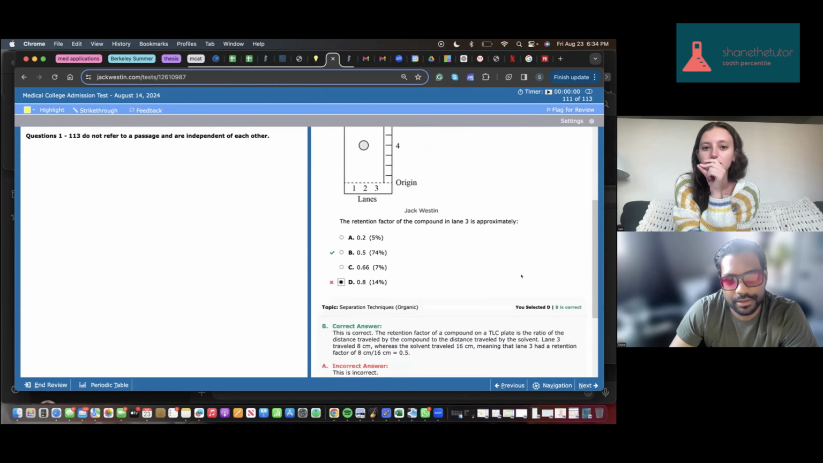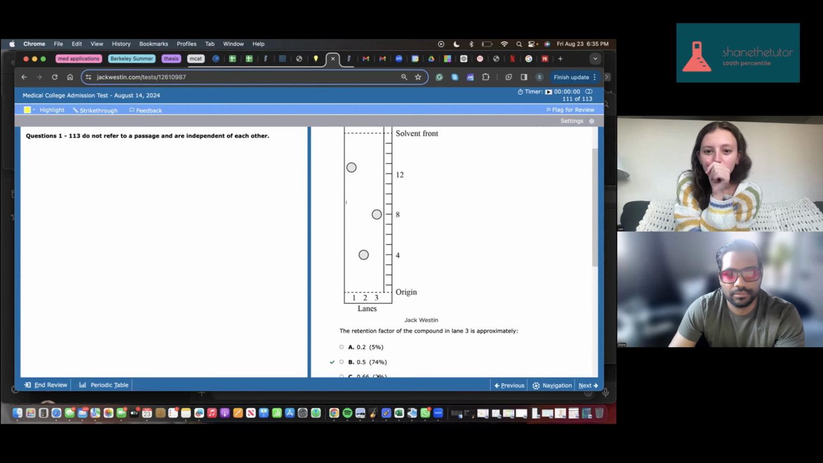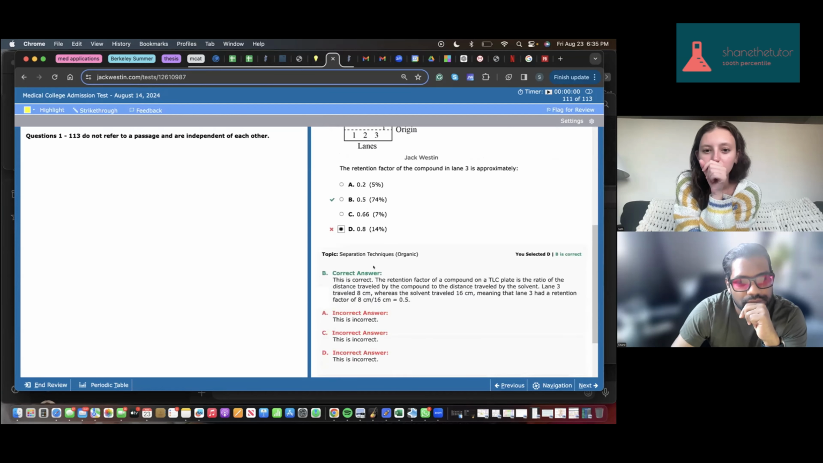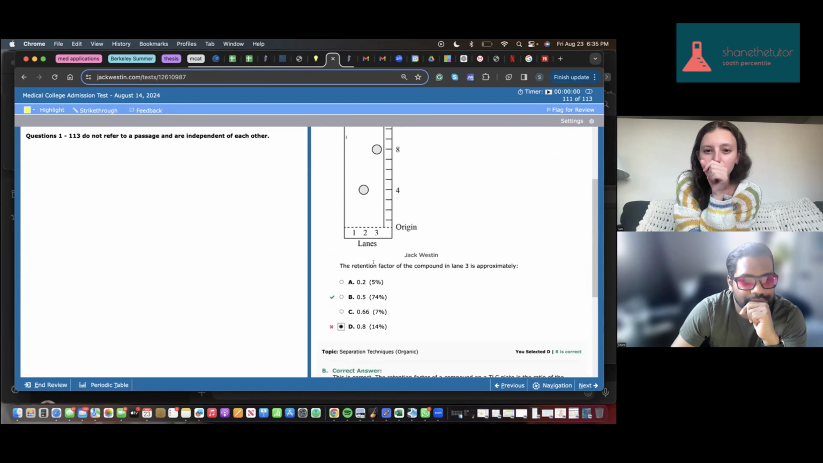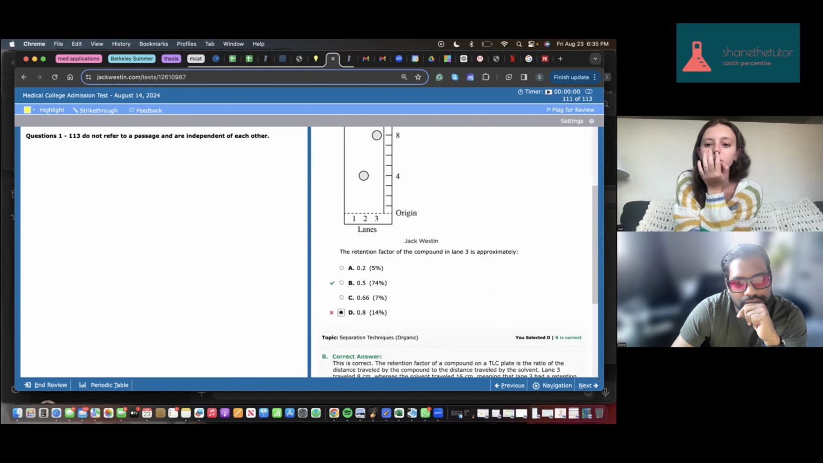All right. I can't remember how I did it. I remember I counted something in chromatography. The retention factor of the compound in lane 3 is approximately, lane 3 is here, 8.8. Why is it half? Because this goes up to 16. Got it. Okay, that's simple.